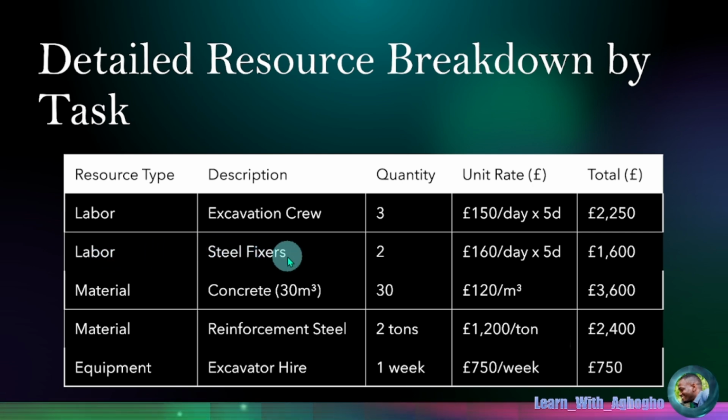So on the next section is those that does the steel work, steel fixing. We will need 2 workmen, and those 2 workmen will be charging £160 per day for 5 days. And the materials needed is concrete mix of 30 meter cube. So that value for 1 unit is £120. So these are some of the resource by type that we'll be needing on the project.